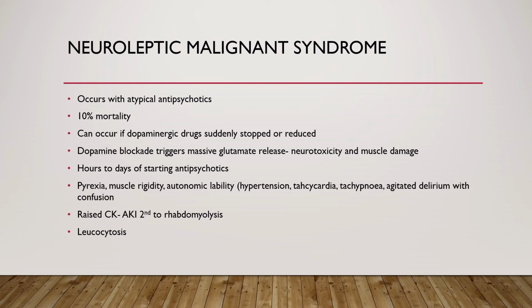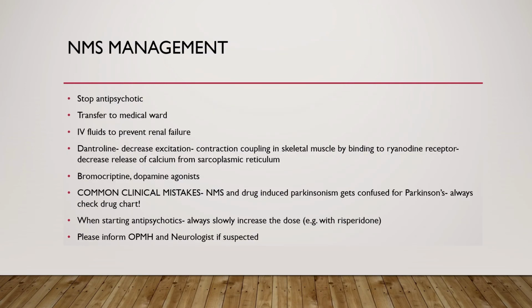And they can interestingly have this leukocytosis, abnormally raised white blood cells. You manage it by stopping the antipsychotics, and if you're on a psych rotation and you're suspecting NMS, you need to urgently call up the hospital and get them an ambulance there. You can start them on some IV fluids to prevent AKI or any kidney damage.